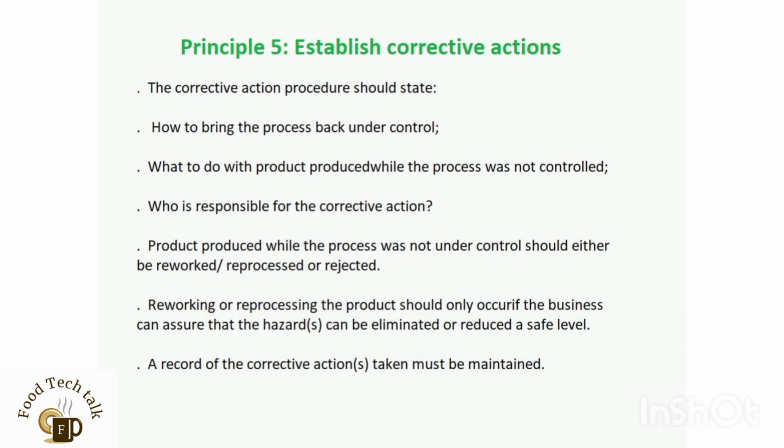The next is the fifth principle, establish corrective actions. The corrective action procedure should state how to bring the process back under control, what to do with the product produced while the process was not controlled, and who is responsible for the corrective action. Product produced while the process was not under control should either be reworked, reprocessed, or rejected. Reworking or reprocessing the product should only occur if the business can assure that the hazard can be eliminated or reduced to a safe level. A record of the corrective action taken must be maintained.